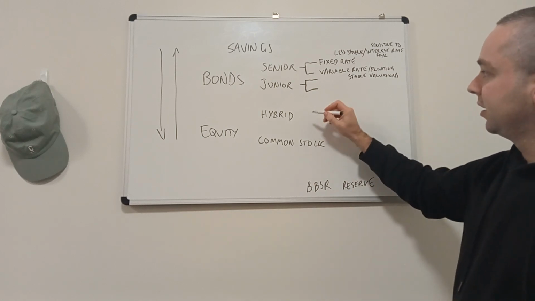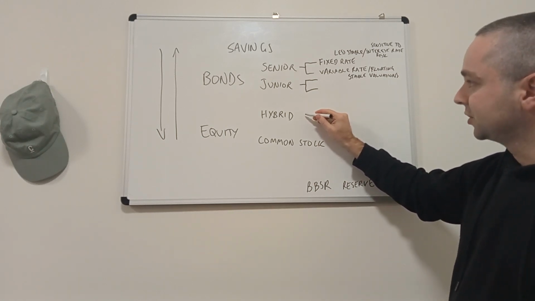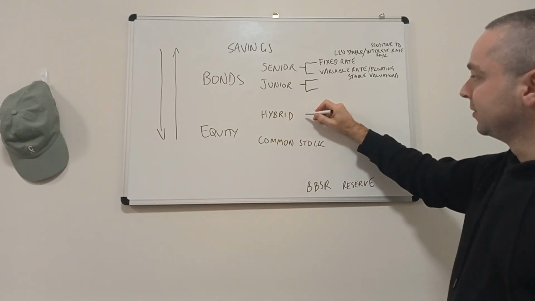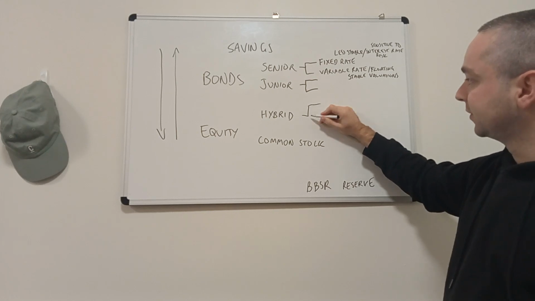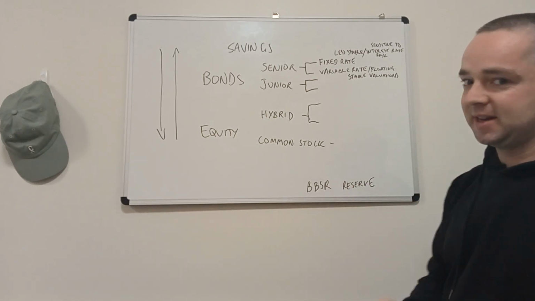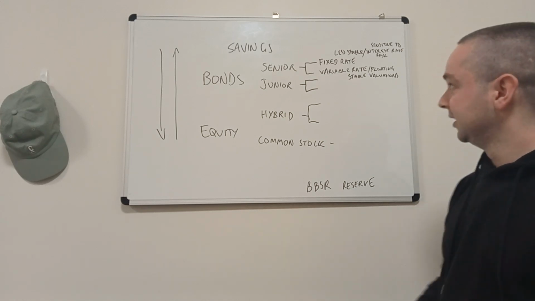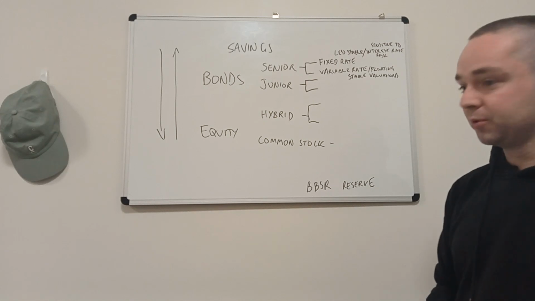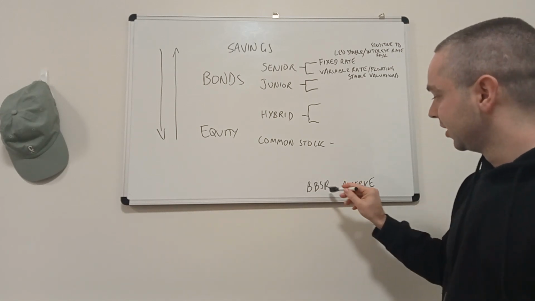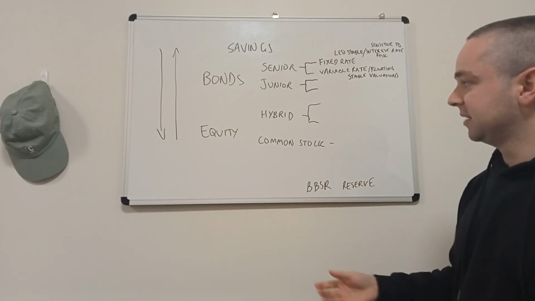Then of course, hybrids can be also, because although they're technically equity, they act a lot like bonds. So you can have also fixed rate and floating rate hybrid securities. And common stock, of course, they pay dividends as the business decides to share its profits with investors. It's neither fixed rate nor variable rate, in that it's not linked to the reserve rate of Australia at all. It's simply a business decision.